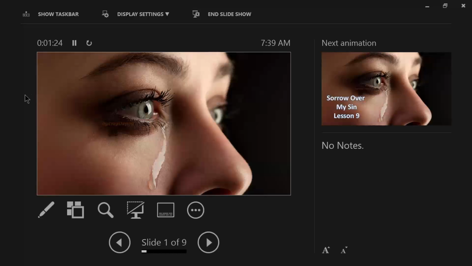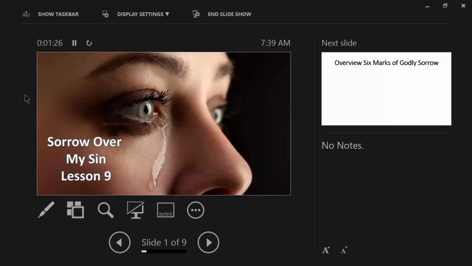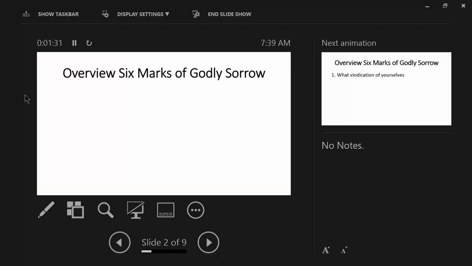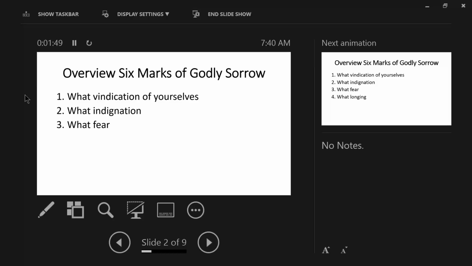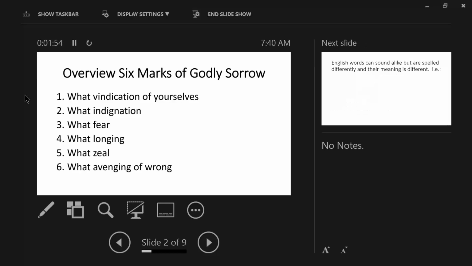We are on lesson 9, Sorrow Over My Sin. And we want to begin to examine the 6 marks of godly sorrow. And those are listed for us in verse 11: what vindication of yourselves, what indignation, what fear, what longing, what zeal, and what avenging of wrong.